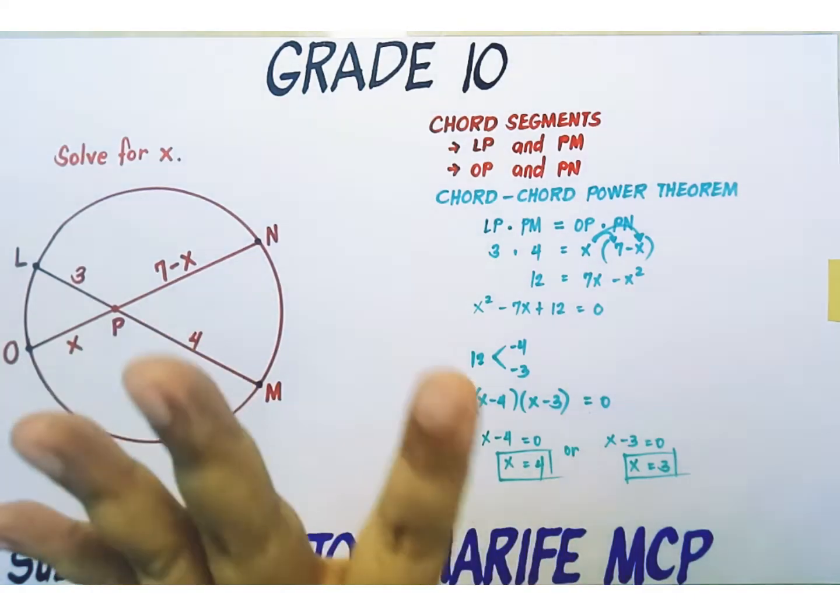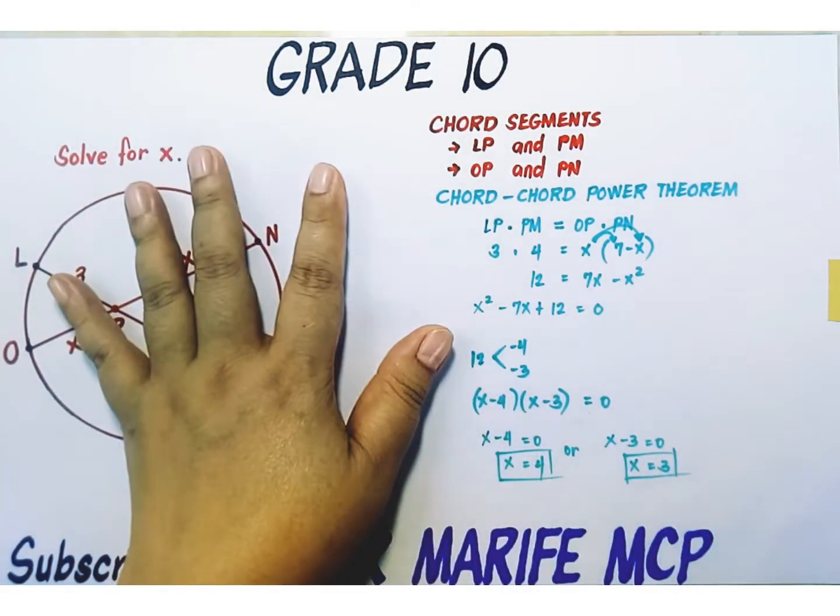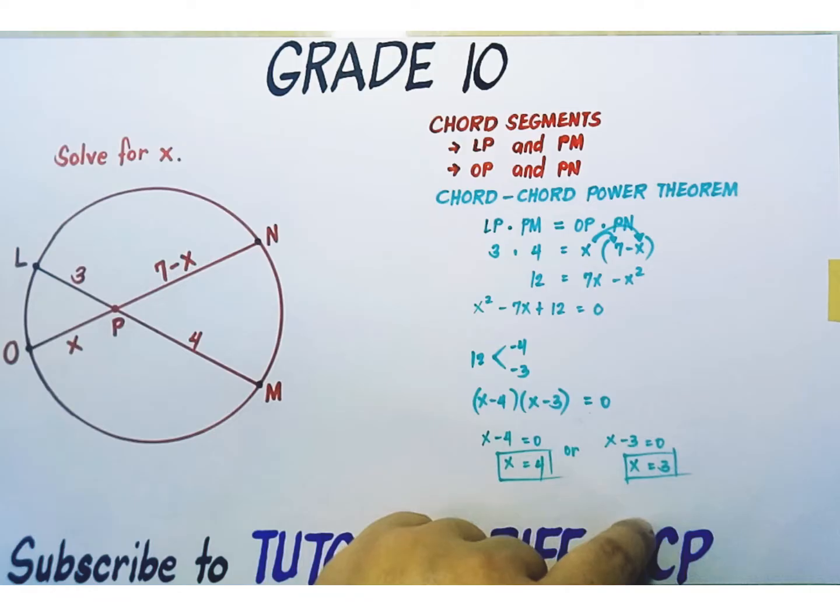Therefore, we have two correct answers for number 1. X equals 4 and x equals 3.